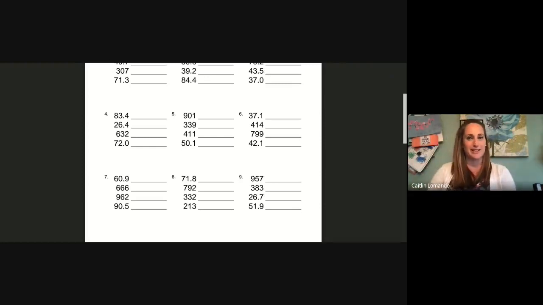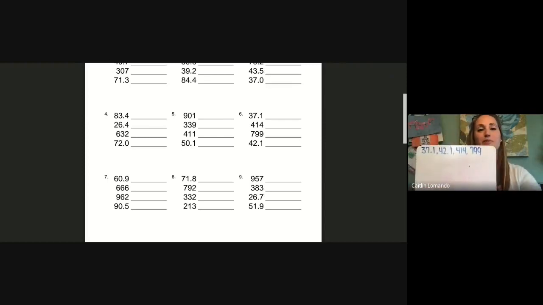Let's look at number 6. For number 6, I have 37 and 1/10, 414, 799, and 42 and 1/10. Let's pause and write them in order from least to greatest. Do you have what I have? Our smallest number is 37 and 1/10. Our next number is 42 and 1/10. Our next number is 414. And our largest number is 799.